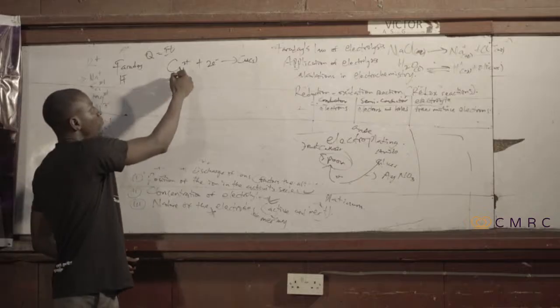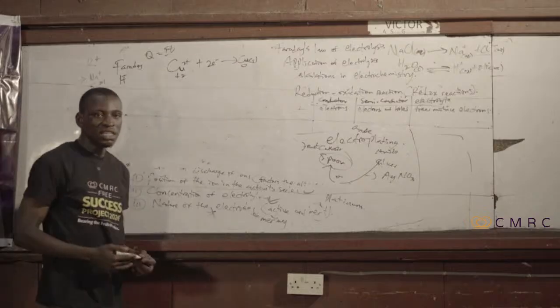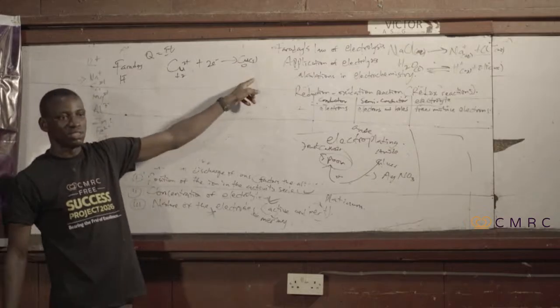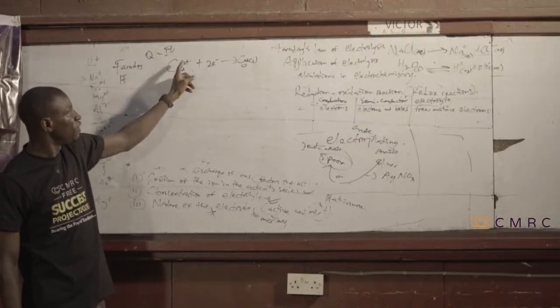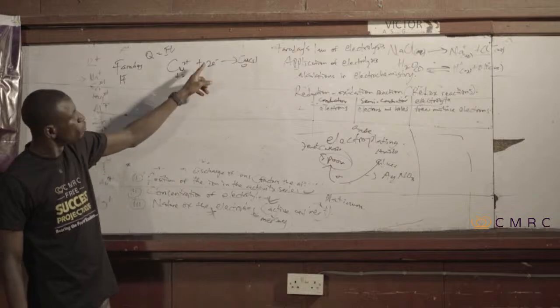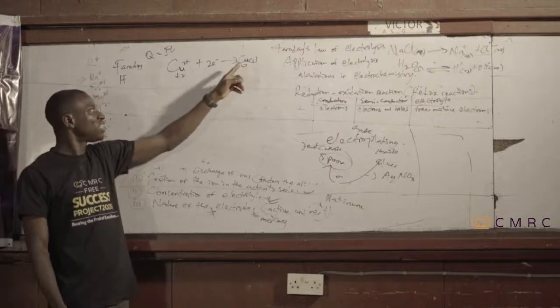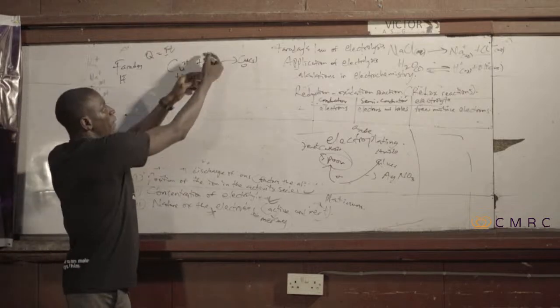Oxidation number of this one is +2. This one is 0. This is a reduction in oxidation number, +2 to 0. This is reduction. Now, what has happened? Copper ion gains 2 electrons to become copper metal. So in this case, 2 electrons are being gained.